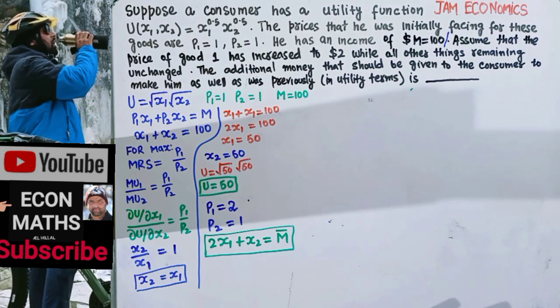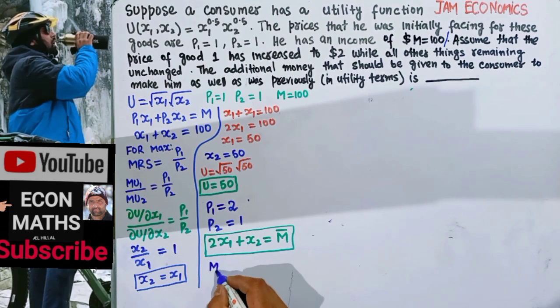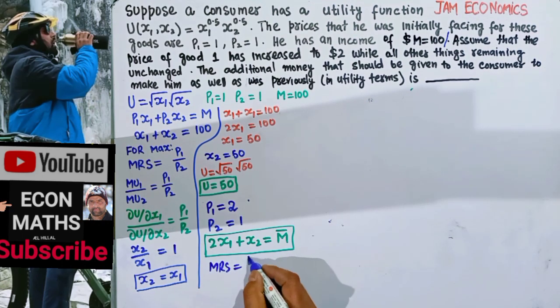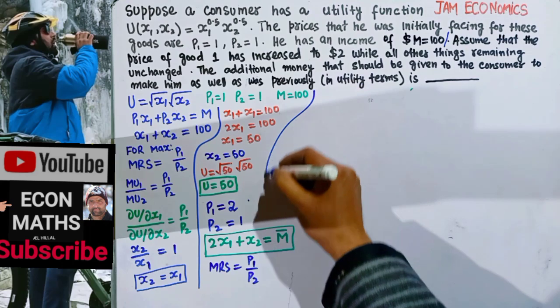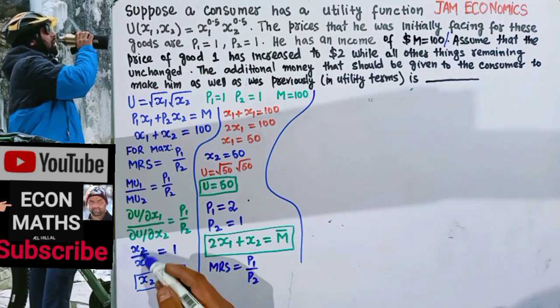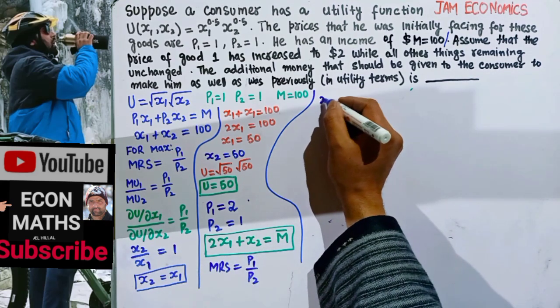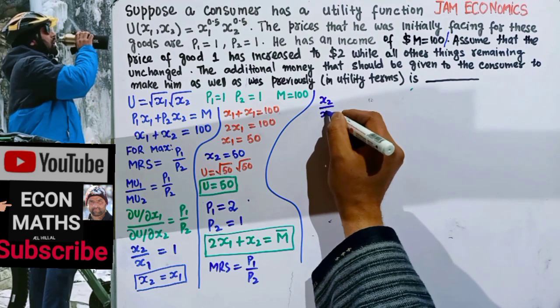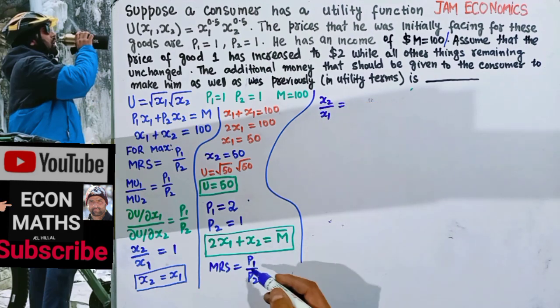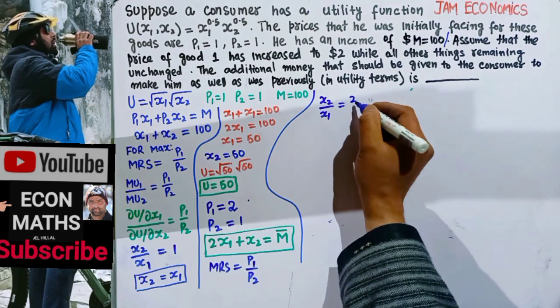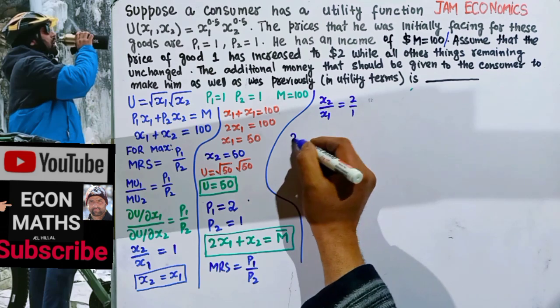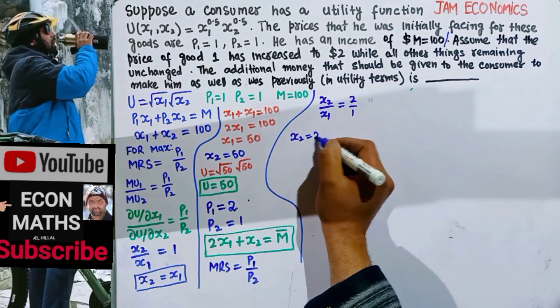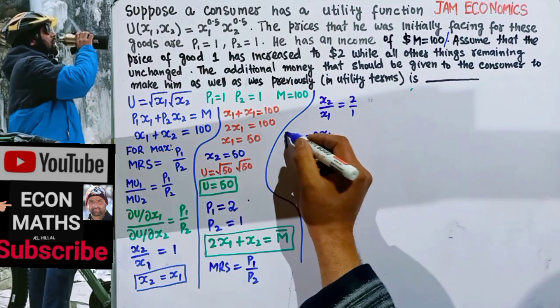Again, optimality requires our MRS should be equal to the ratio of the prices. That means P1 upon P2. MRS we calculated, it came out to be x2 upon x1. x2 upon x1 should be equal to P1, which is this time 2, and P2 is 1. That means x2 will be equal to twice x1.